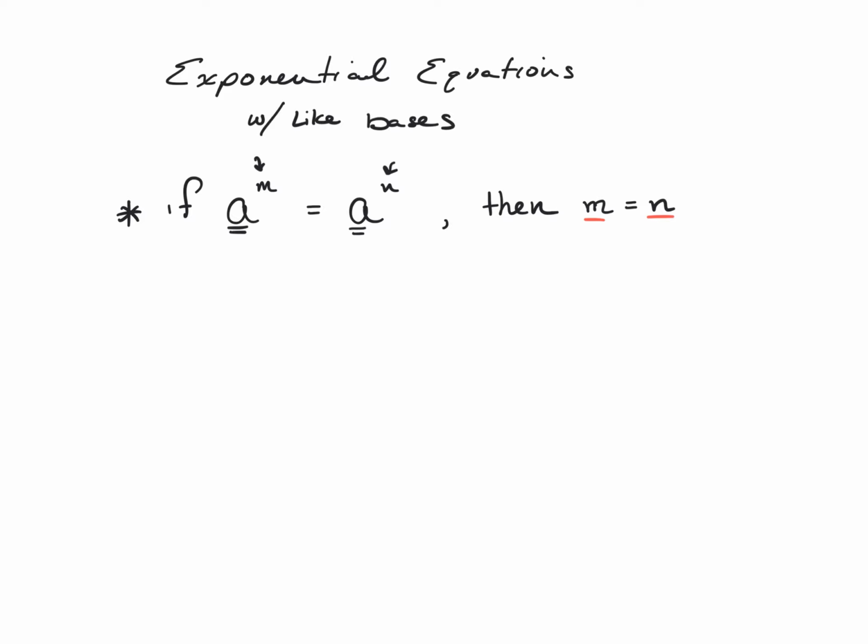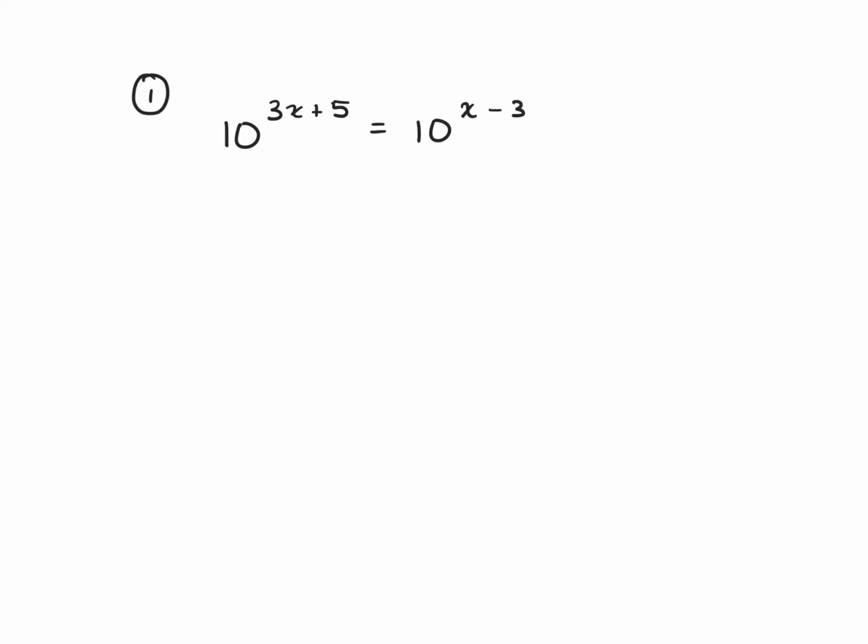And I'll explain what that means in a second here, okay? So let's go through and do some examples, but that's your basic rule that you need to know. All right. Okay, so what we've got going on here is we've got this exponential expression, and the left-hand side says 10 raised to the quantity of 3x plus 5. All right, and the right-hand side says base 10 raised to the quantity of x minus 3.